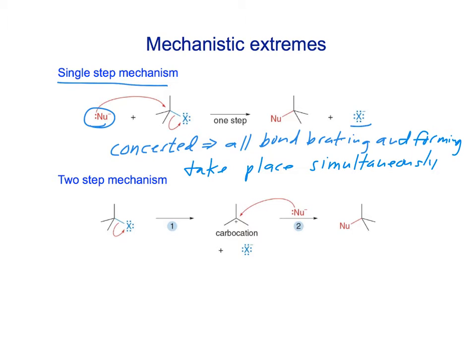The second possible mechanism might be the two-step mechanism, where the leaving group leaves from the alkyl halide first, forming a carbocation intermediate, which then reacts with the nucleophile to form the final product. In this two-step mechanism, the first step is purely a bond breaking step, and the second step is a bond forming step.